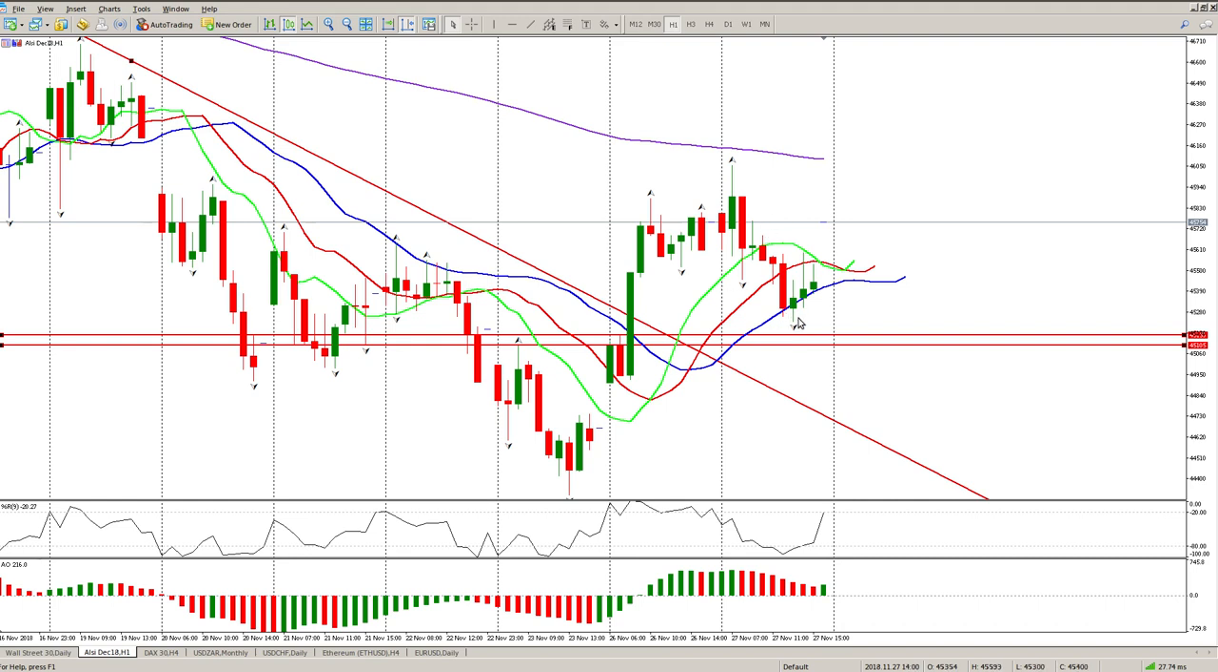The question on my mind at the moment, though, is was this a break of the alligator, and has this come back to do a test? So have these 3 1-hour bars been a test of the alligator?